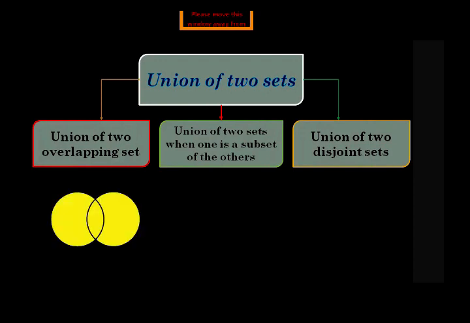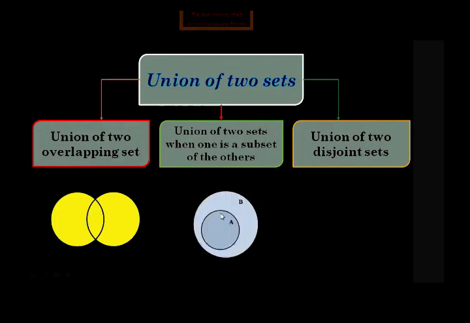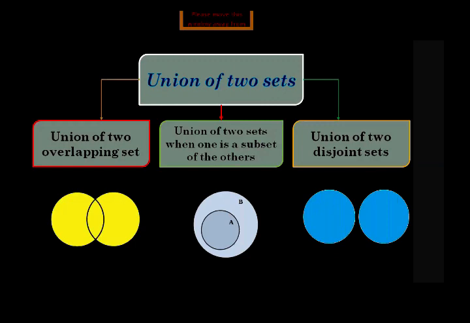Now, the pictorial representation of union of two overlapping sets is this: the two circles which overlap each other. The next one is a pictorial representation of union of two sets when one is a subset of the other. And the last one is disjoint sets, the two circles which you can see. Further explanation we will do in the next slide.